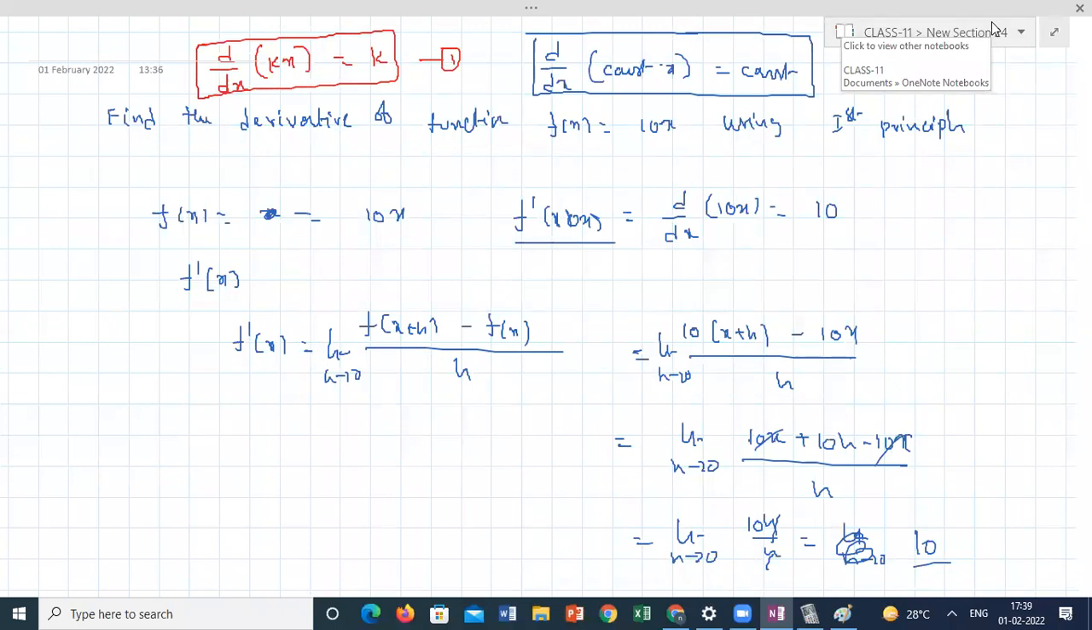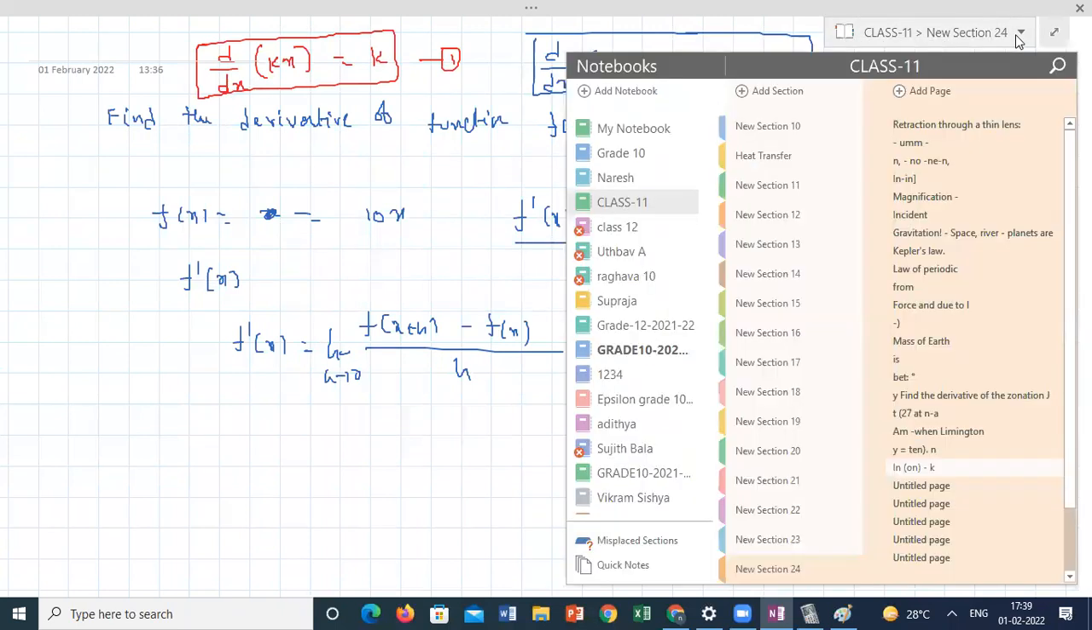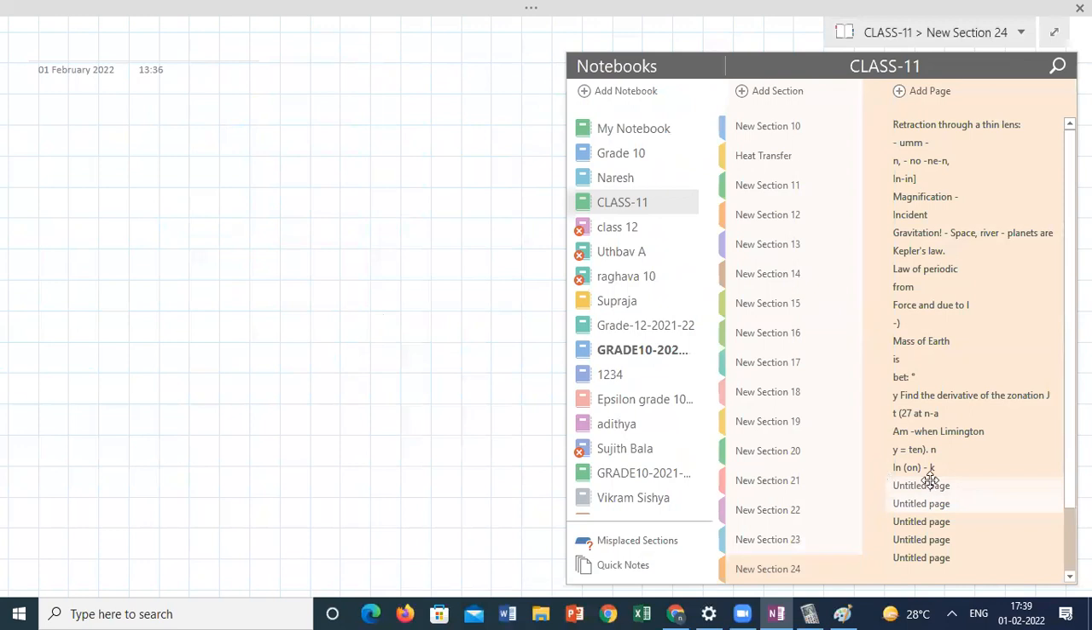Yes, sir. Find the differentiation of the function where f of x is equal to x square. You can do it directly if I'm asking like this. But if I'm asking like this, you have to use the first principle. Find the derivative of the function f of x is equal to x square using first principle.